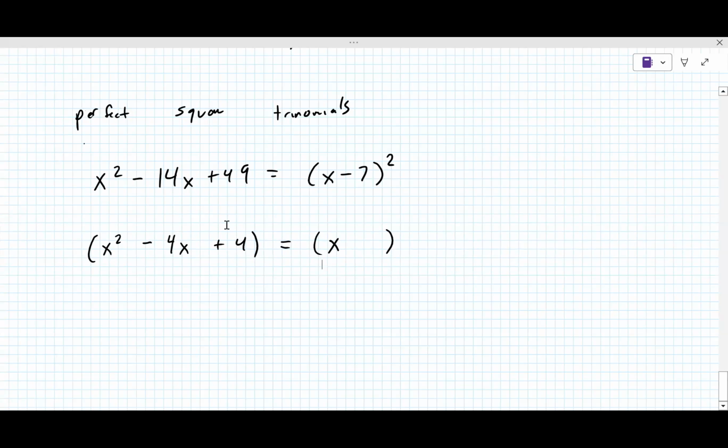What is the square root of 4? Oh, sorry, 2. And is that half of this number? Yes, it is. I was thinking of something else. I don't work well in the morning. It's okay. All right, so how about this one here?